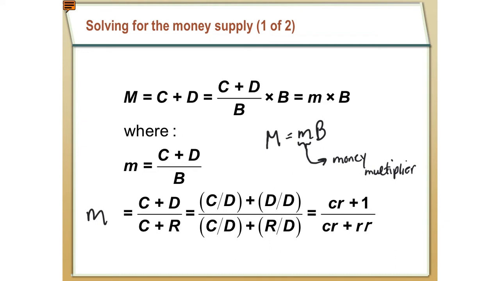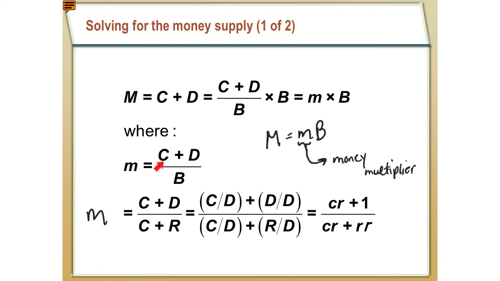After multiplying by B over B, we can say that the money supply, big M, is equal to little m times B, where little m is equal to C plus D over B. So we're just saying this term right here is equal to little m. Ultimately, we end up with an expression for the money supply: the money supply, big M, is equal to little m, the money multiplier, multiplied by the monetary base.